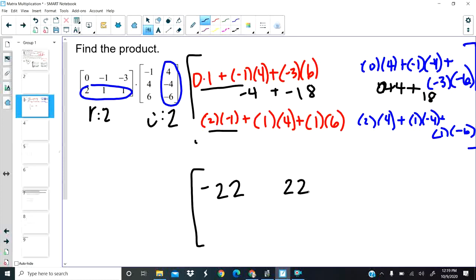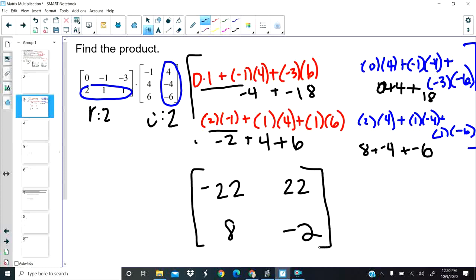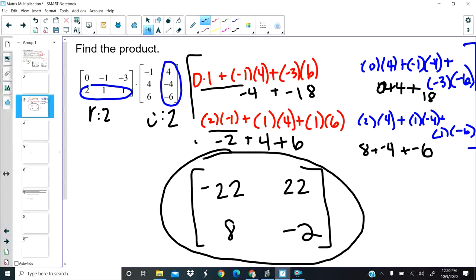For row 2, column 1, I have 2 times -1 is -2, plus 1 times 4 is 4, plus 1 times 6 is 6. So that is going to give me 8. And then for my last element, I have 2 times 4 is 8, plus 1 times -4 is -4, plus 1 times -6 is -6. So if we add all of those together, that's going to give me -2. And this would be my product or my resultant matrix.